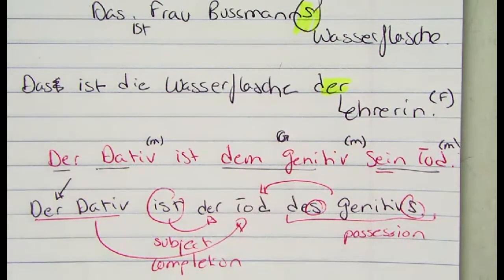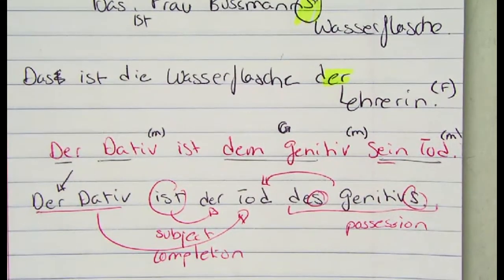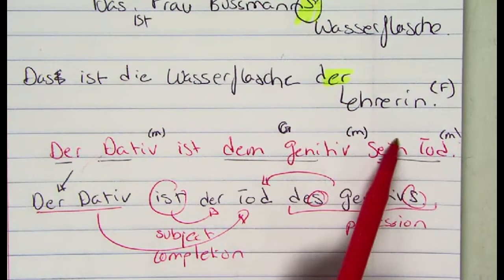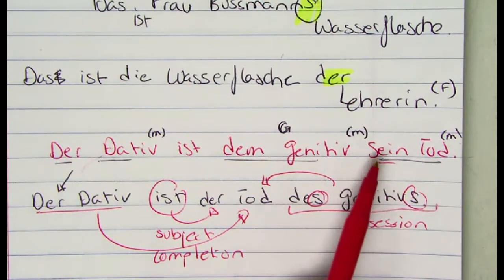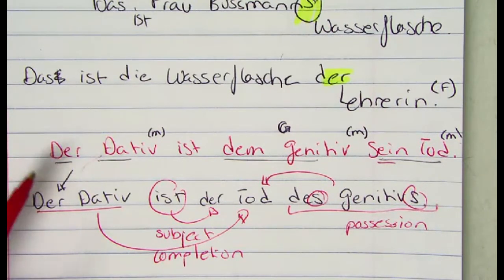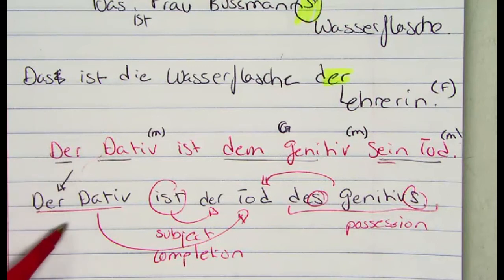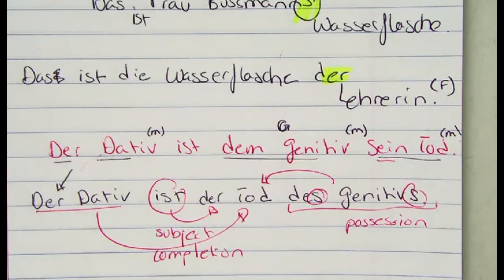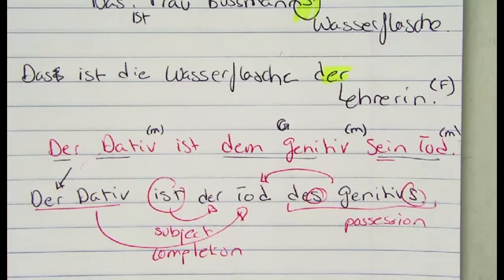Lots of fun grammar just in one little sentence. So if you can remember nothing else, just remember that Germans like to use possessive adjectives in place of genitive case. But if you were to reverse this sentence, der Dativ ist dem Genitiv sein Tod, and make it accurate, you would say, der Dativ ist der Tod des Genitivs. That was just for a little bit of fun.